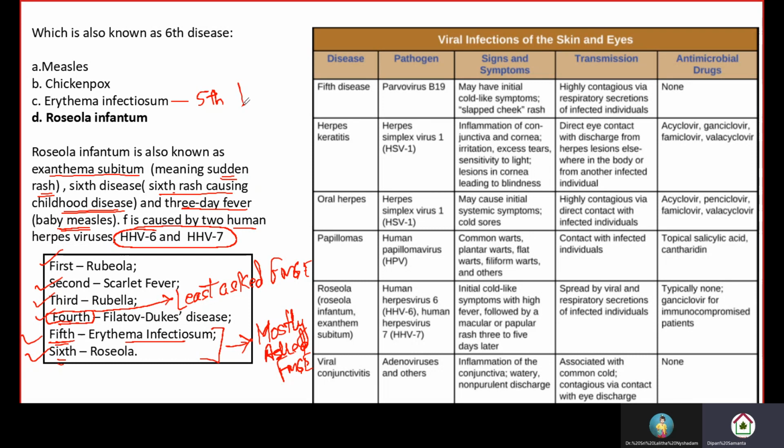Fourth is not so important. Now we will go through some viral infections of skin and eyes. Fifth disease is caused by parvovirus B19. Slapped cheek rash. Very important, this term comes in FMG. Slapped cheek rash, in fact, the picture is also important. Transmission is highly contagious via respiratory secretions of infected individuals.